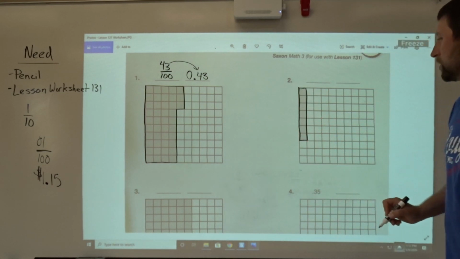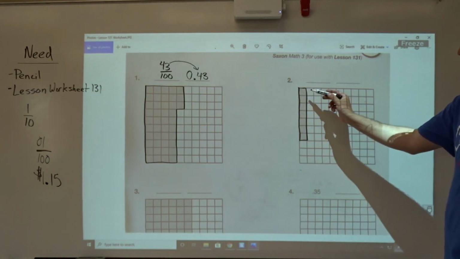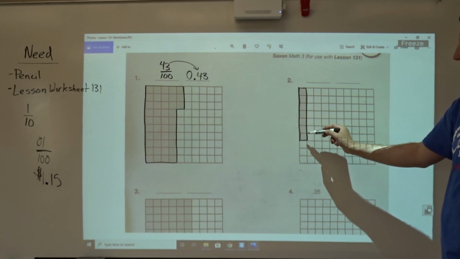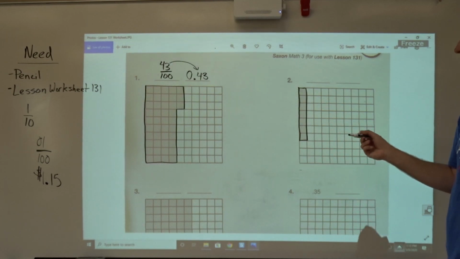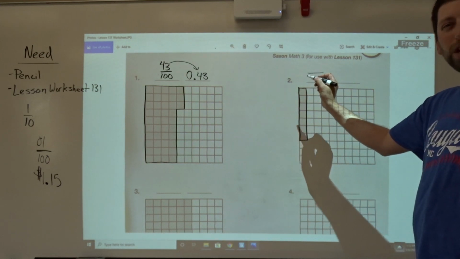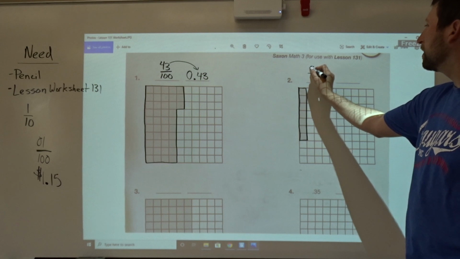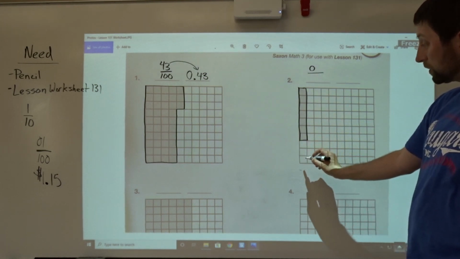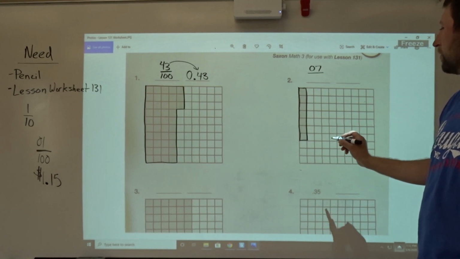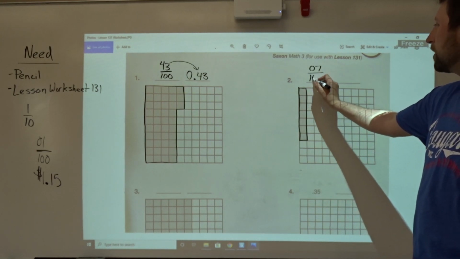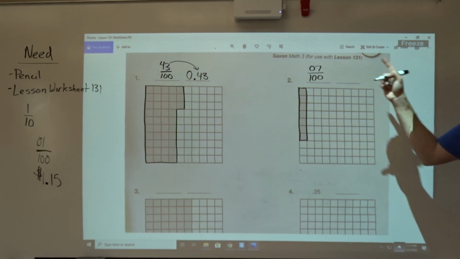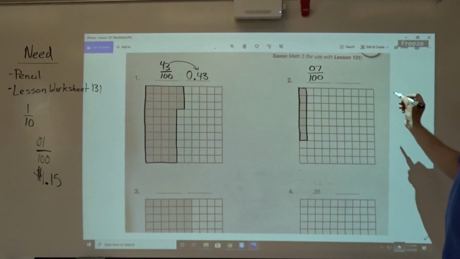We have that many shaded right there. Okay, so we have 1, 2, 3, 4, 5, 6, 7. I have 7 that are shaded. Just like if we were writing this on a check, I would suggest writing a 0 before this because we have 0 full rows of 10. And then I want us to write 7. And then on the bottom we have 100 total pieces. We read that as 7 hundredths.